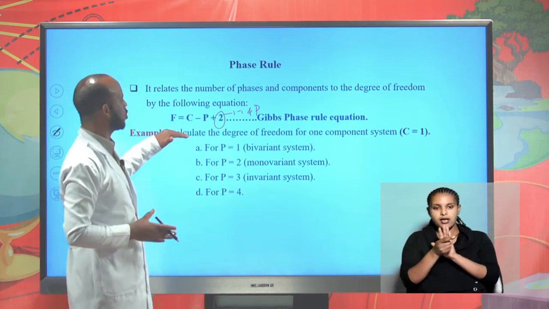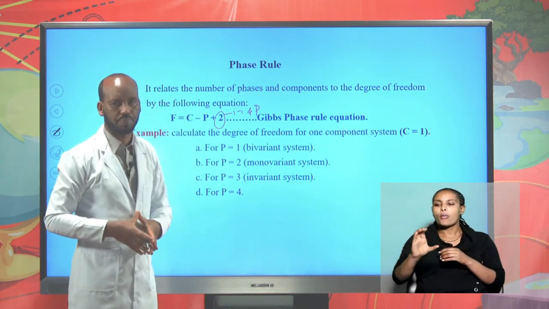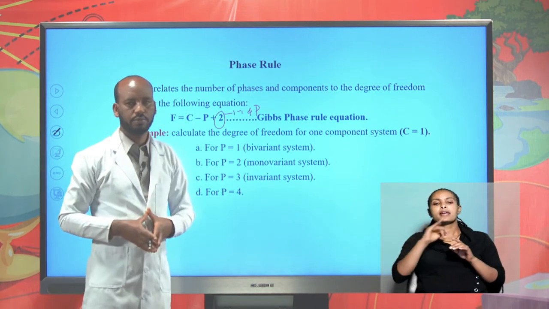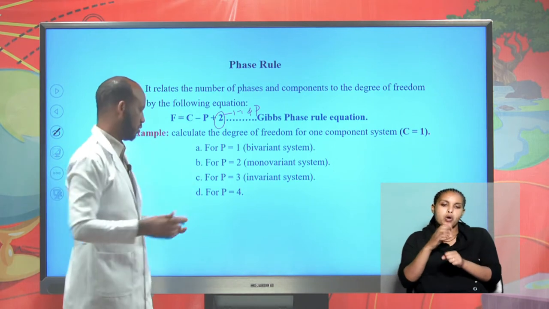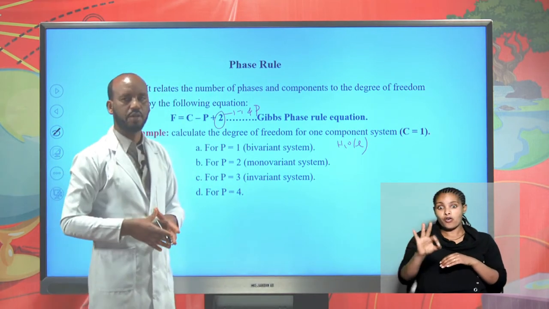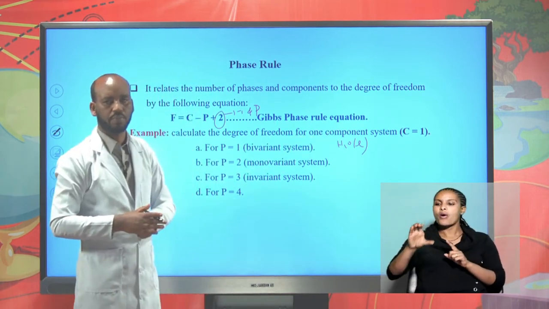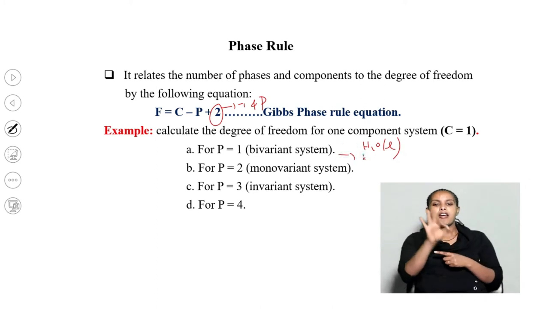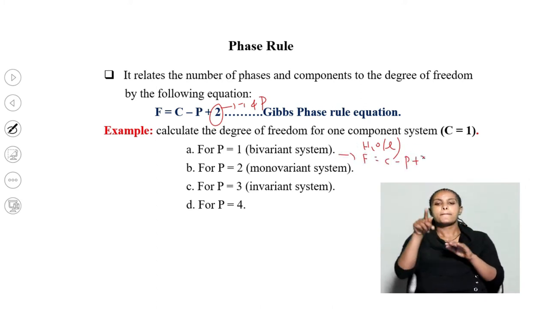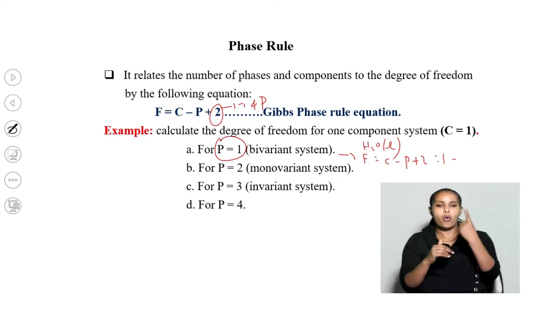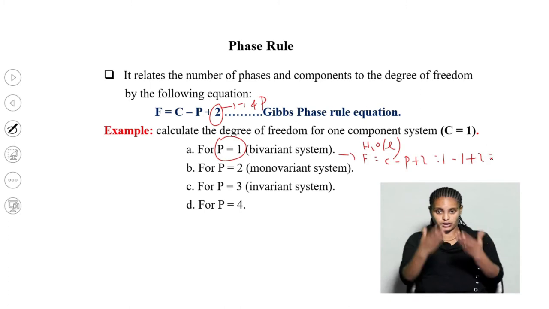For example, calculate the degree of freedom for a one-component system, C equals 1, and for P equals 1, a one-phase system. You can take liquid water, H2O, for example. What is the degree of freedom for a one-component system of phase 1? Now, degree of freedom F equals C minus P plus 2. C here is 1, minus P, a one-phase system, P equals 1, plus 2, equals 2.